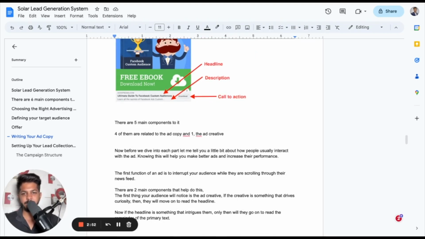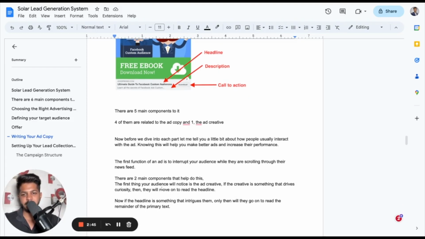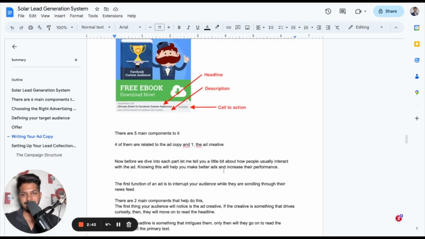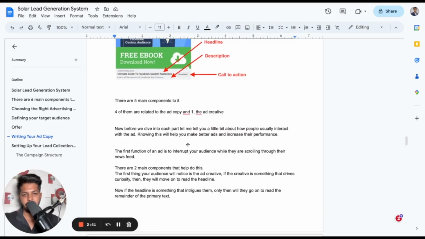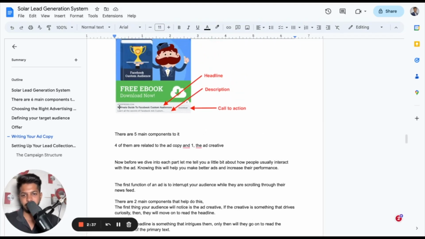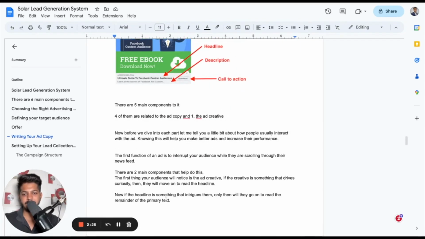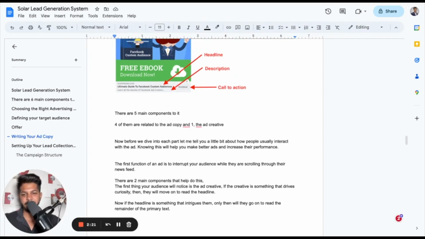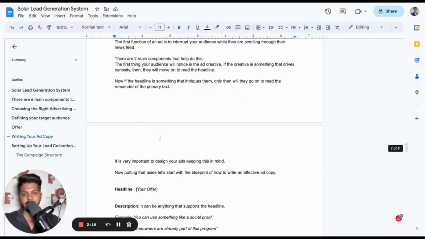Now, the first function of your ad is to interrupt your audience while they are scrolling through their newsfeed. There are two main components that will help you do this. The first thing your audience will notice is the ad creative. If the creative is something that drives curiosity, then they will move on to read your headline. Now, if the headline is also something that intrigues them, only then will they go and read the remainder of the primary text. It is very important to design your ads keeping this in mind.